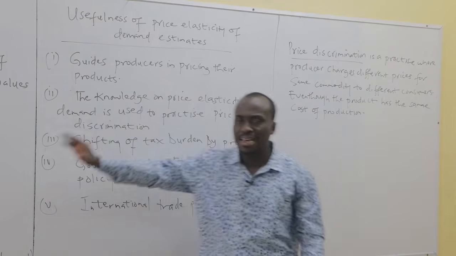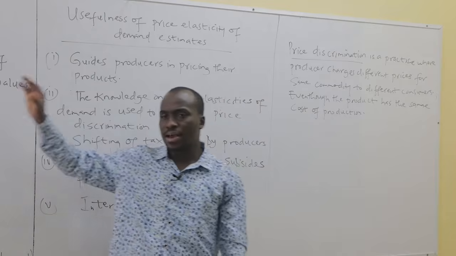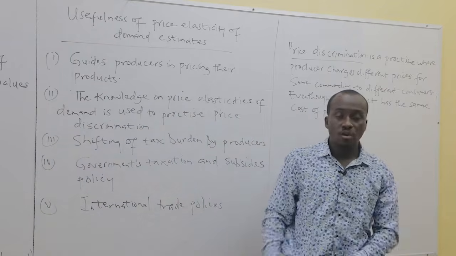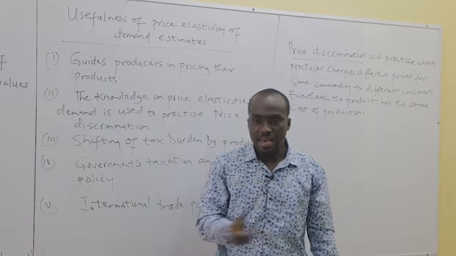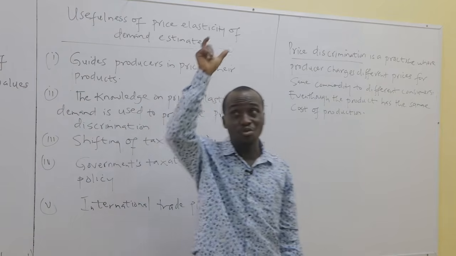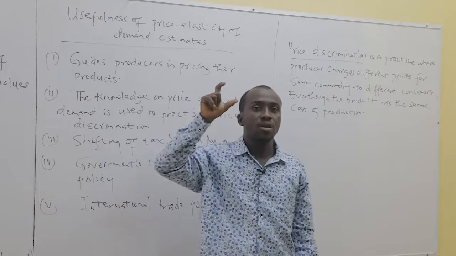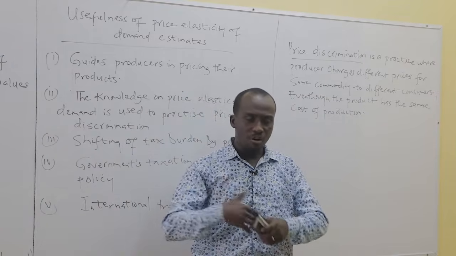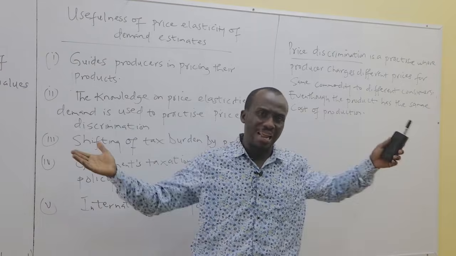These people, their demand is inelastic, I will charge them a higher price. These people, their demand for my product is elastic, so I'll charge them a lower price. At the end of the day, he makes more profit because the product was still produced at the same cost. It wasn't produced at different costs. It was produced at the same cost, but he's charging different consumers different prices because they have different elasticities.